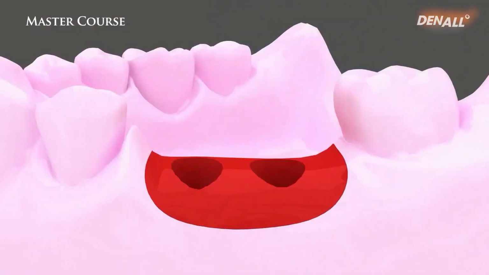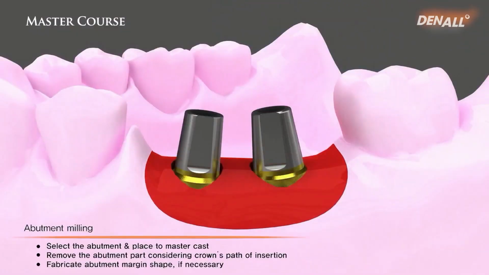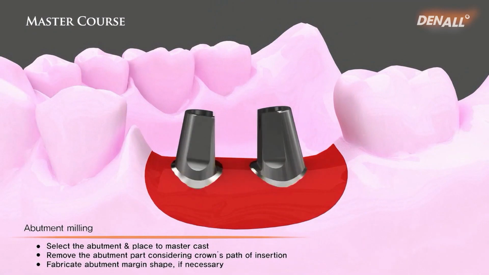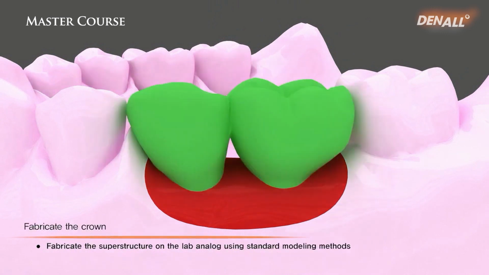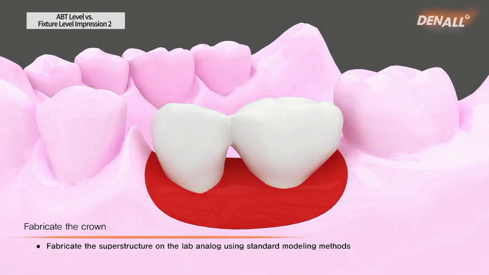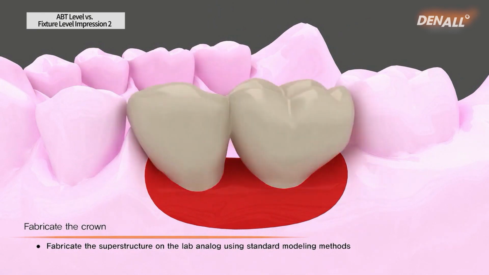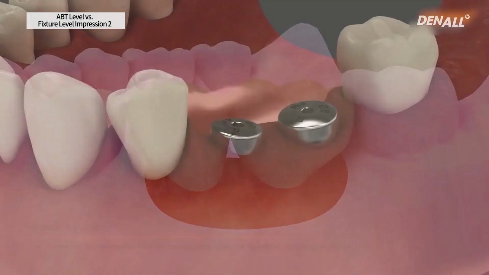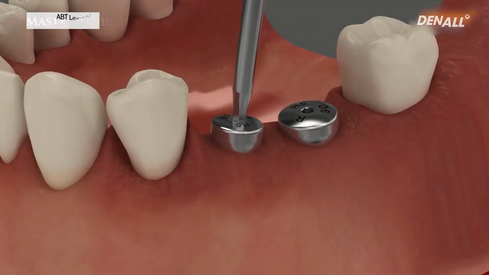That means 3D positioning in the mouth is relocated to the cast model, and the abutment is selected and customized and then modified. In case of the custom abutment, of course, you don't need the modification step. And then you fabricate the crown. In the lab, once the crown is fabricated, then it comes to the clinic.